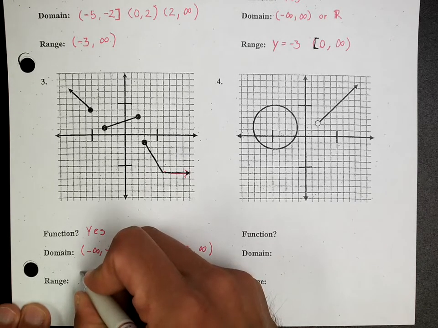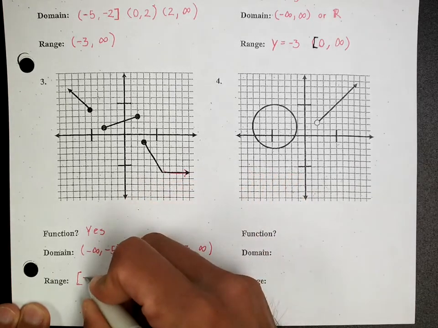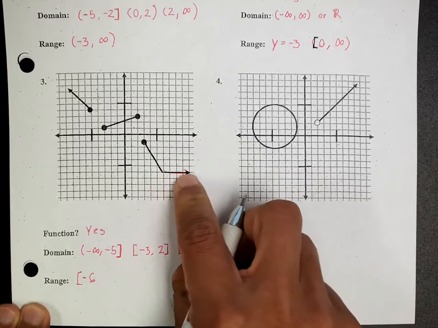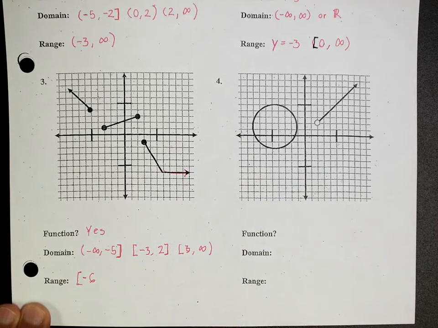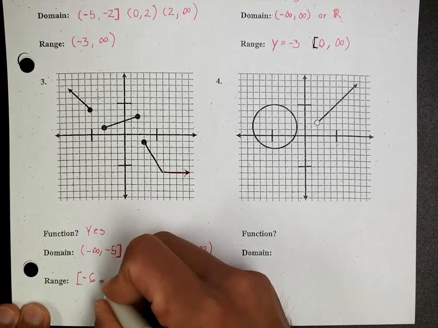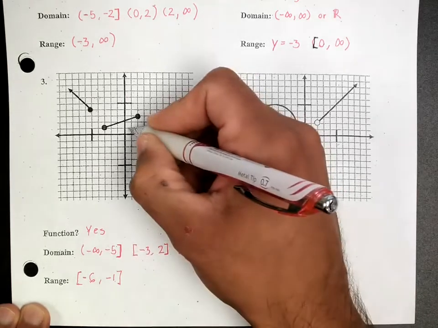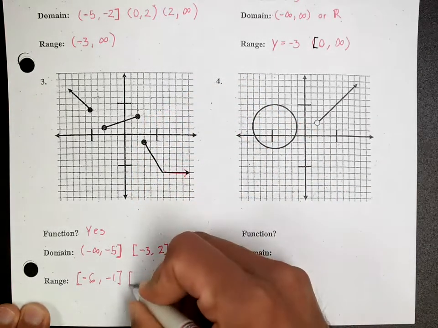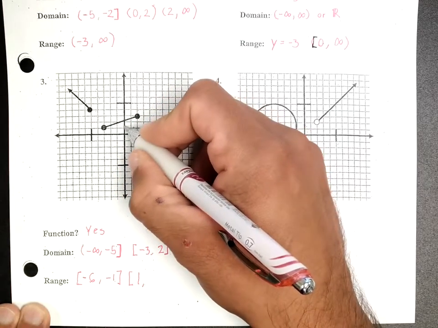So this right here would be -6. And notice that because I have a solid line, I'm going to write this bracket, which means the range includes -6. And it goes all the way to -1. Then this one's going to go between 1, including 1, and all the way to 3.